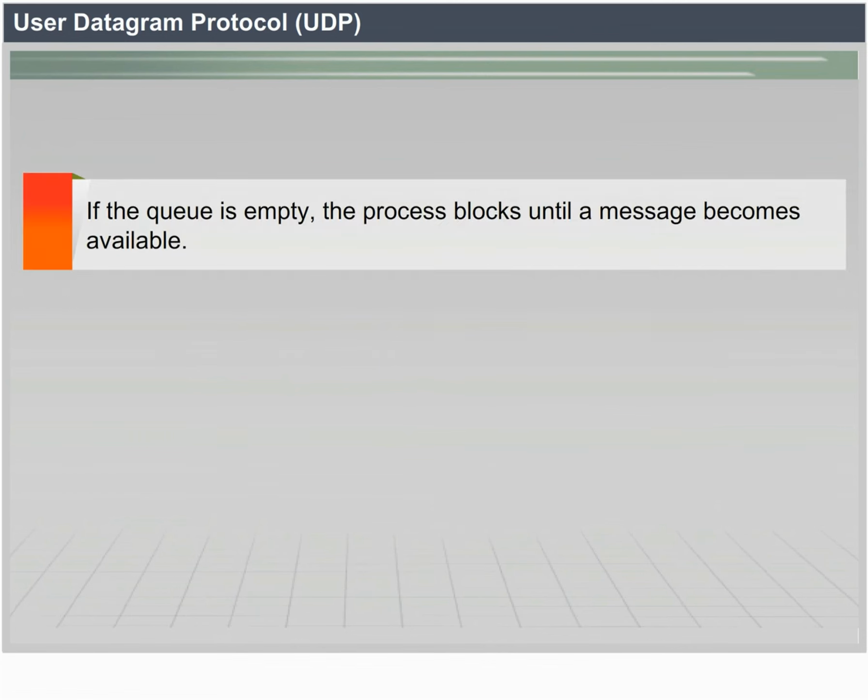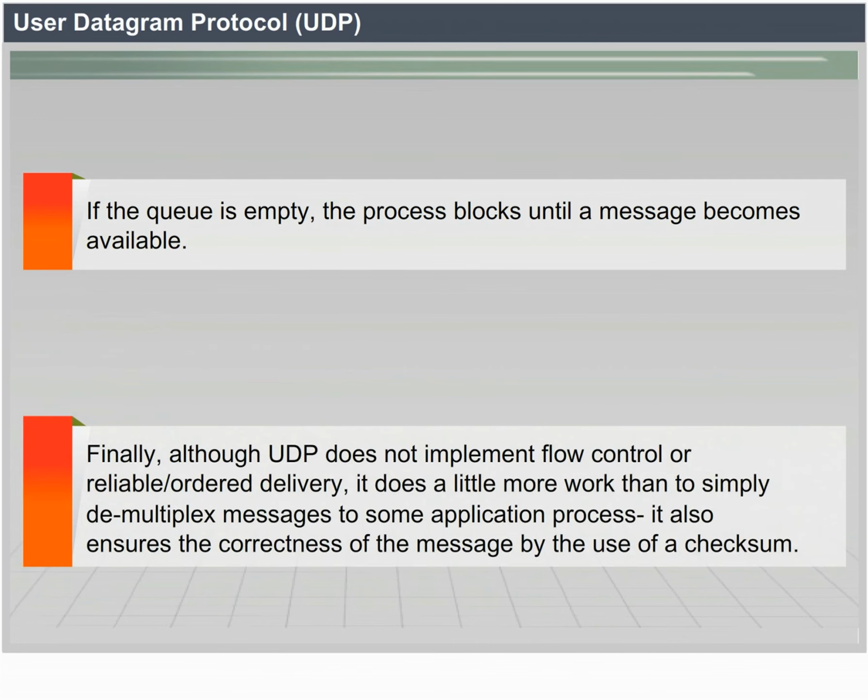Finally, although UDP does not implement flow control or reliable ordered delivery, it does a little more work than to simply demultiplex messages to some application process. It also ensures the correctness of the message by the use of a checksum.